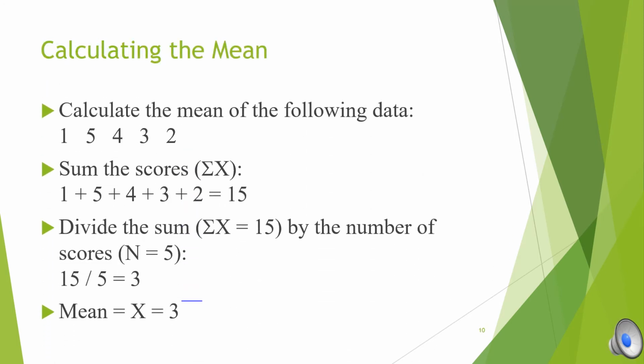Okay, and this slide gives you some more examples so you can actually see. Again, you have several different scores here. You have a 1, 5, 4, 3, and a score of 2. You add all those up, and that equals 15. Then you take 15 and divide it by the number of scores. So 1, 2, 3, 4, 5, there are 5 different scores being represented here. So 15 divided by 5 equals 3. Therefore, your mean is X equals 3.